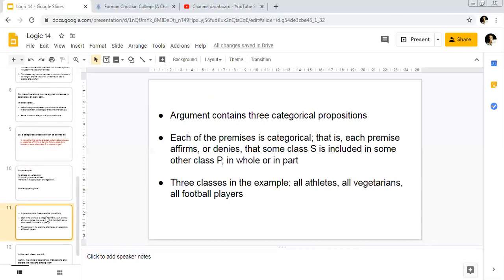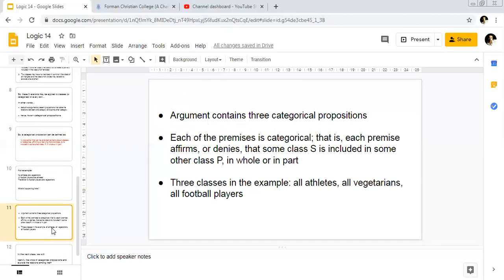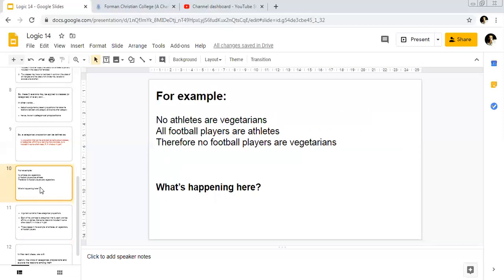So first of all, let's just try to explain what's happening here. So we have an argument, a so-called argument. We don't know if it's valid, invalid. It seems to be deductive, yes. So we have three categorical propositions. Why are they categorical propositions? They're categorical propositions because they're dealing with two classes, two categories, all three propositions. Athletes, vegetarians first, football players, athletes second, football players and vegetarians third.